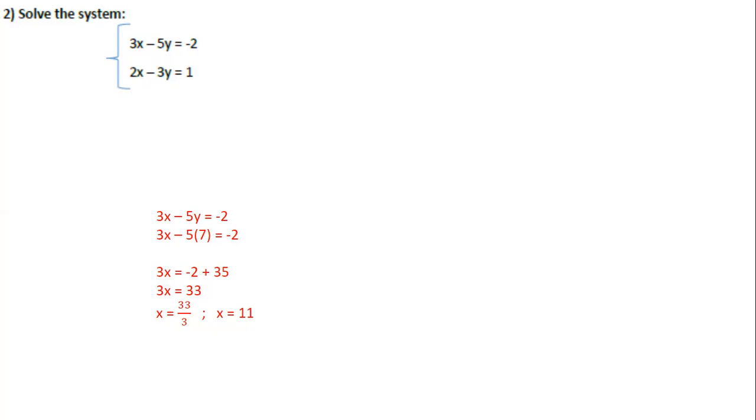In the second equation, 2x minus 3y equals 1. The coefficient of x is 2. The coefficient of y is -3. The method I taught you to solve a system is called the elimination method. Do you remember this?